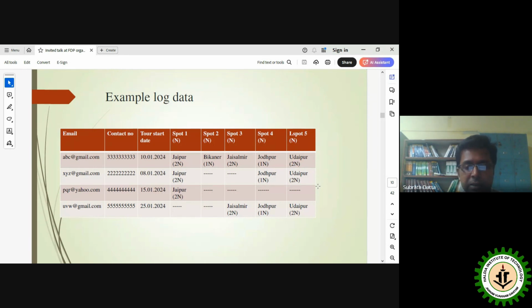And another problem is that different customers want to spend different amounts of time in different places. For example, somebody may want to stay in Jaipur for 2 nights, whereas somebody may opt for 1 night, though their destination may be the same. That means if 2 customers want to visit the same destination, same spots, they may want to spend different amounts of time in each of the spots. So that is another problem in this log data.